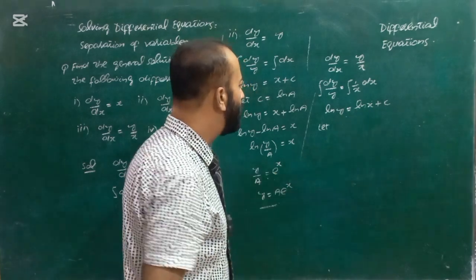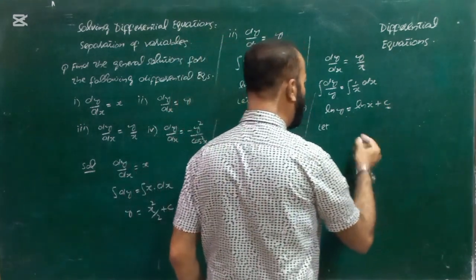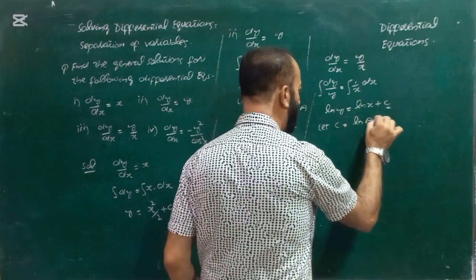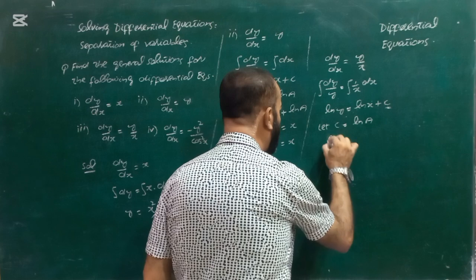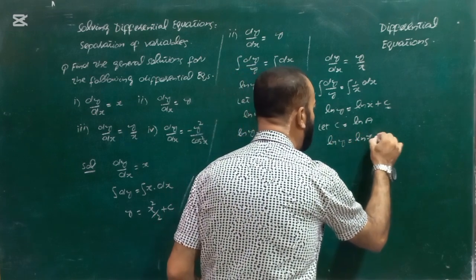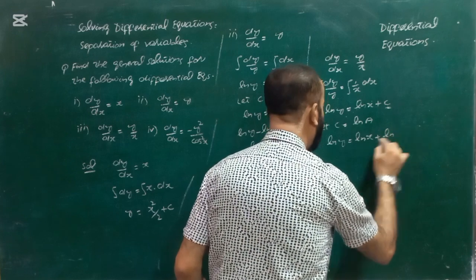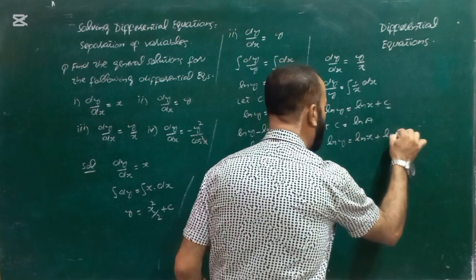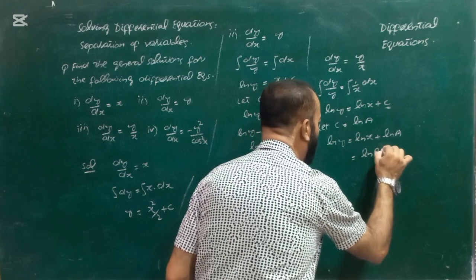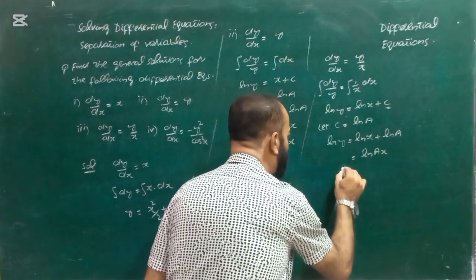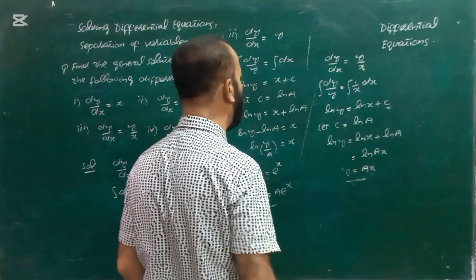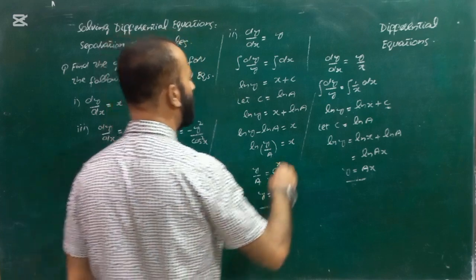So let this constant be equal to natural log of a. So c is equal to natural log of a. So the equation will become now natural log of y is equal to natural log of x plus natural log of a. So in the next step it will become natural log of ax, and then this equation will become y is equal to ax. So this is the answer of the third part.